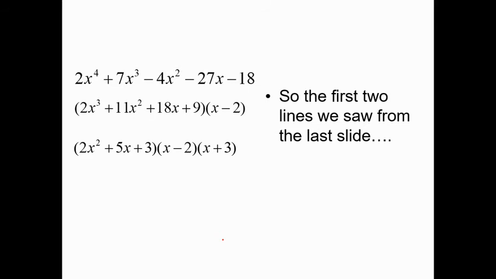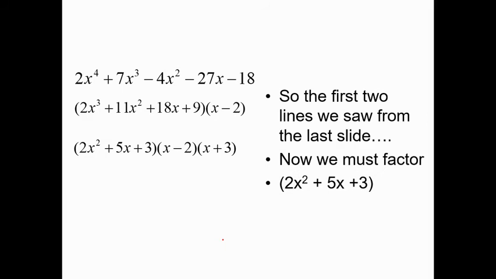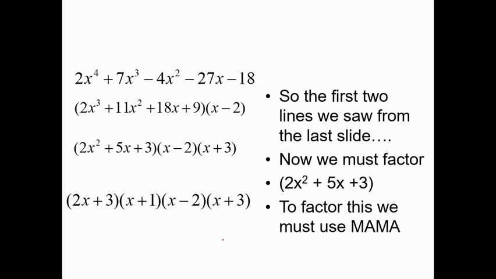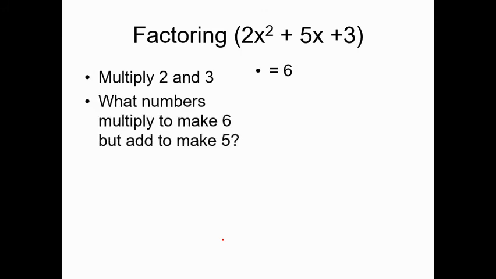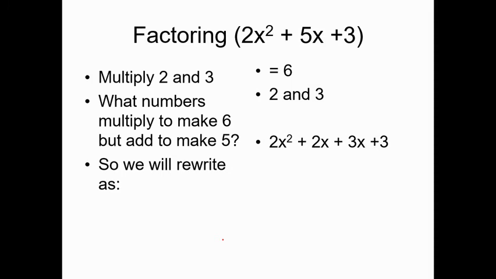So in the first two lines we saw from the last slide, but now we must factor the 2x squared plus 5x plus 3. Notice we have a leading coefficient in front of the x squared, okay? And to factor this, we must use what's called MA, which is multiplying and adding. Okay, so we're going to multiply 2 and 3 and get 6. So what numbers multiply to make 6 but add to make 5? Well, that's 2 and 3. Okay, so we're going to rewrite our equation as 2x squared plus 2x plus 3x plus 3.